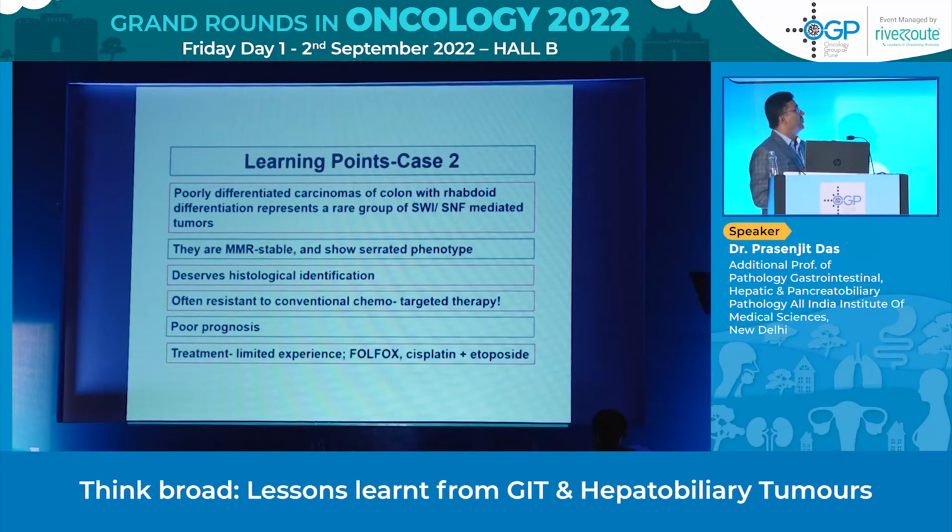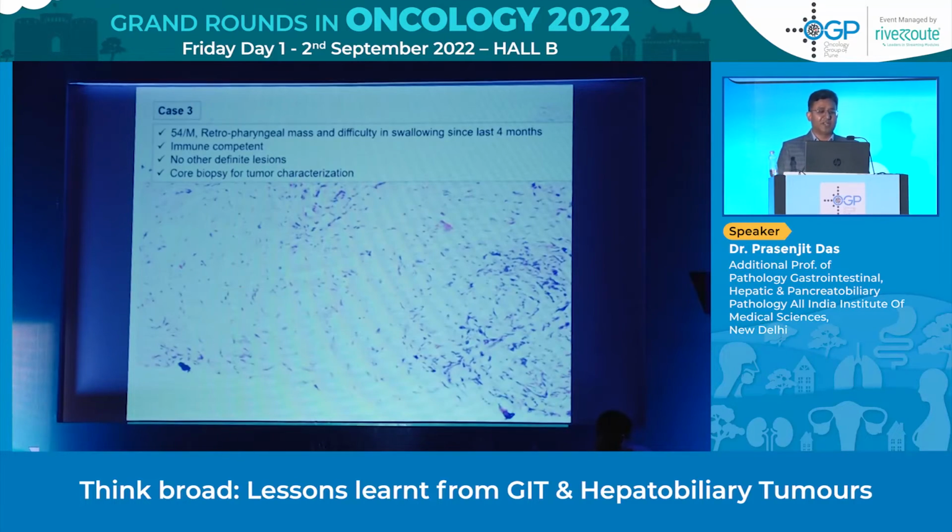So what is the learning point in case 2? Poorly differentiated carcinoma of the colon with rhabdoid differentiation represents a group of SWI/SNF mediated tumors, and they are usually MMR stable and show serrated phenotype, what we are understanding day by day, and deserves histological identification because of the causes I have already told. They are often resistant to conventional chemotherapy, the prognosis is poor, and treatment, again, our experience is very limited.